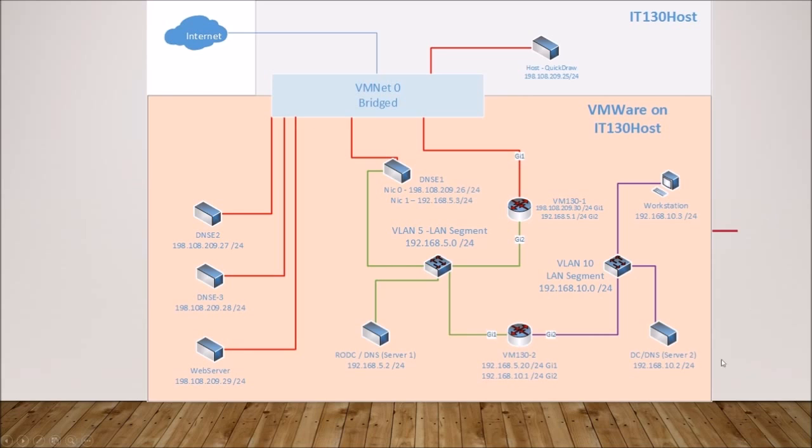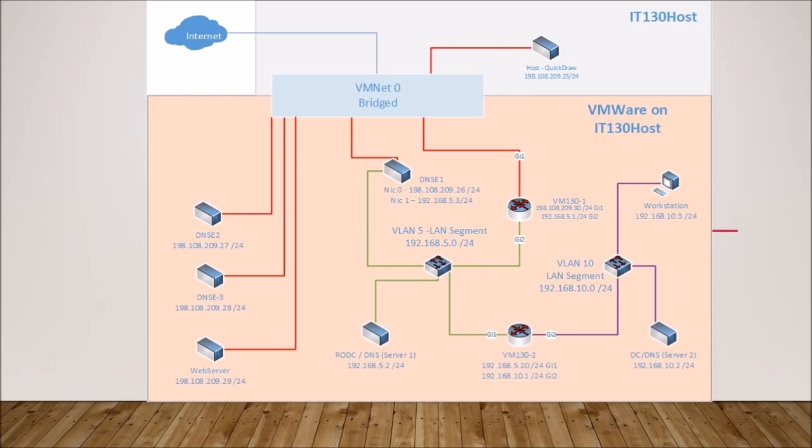Looking in VLAN 10, the innermost network, I have server 2, which serves as a domain controller, a DNS server, as well as the DHCP server on the network. This DHCP server also services VLAN 5 in the network separated by this router.